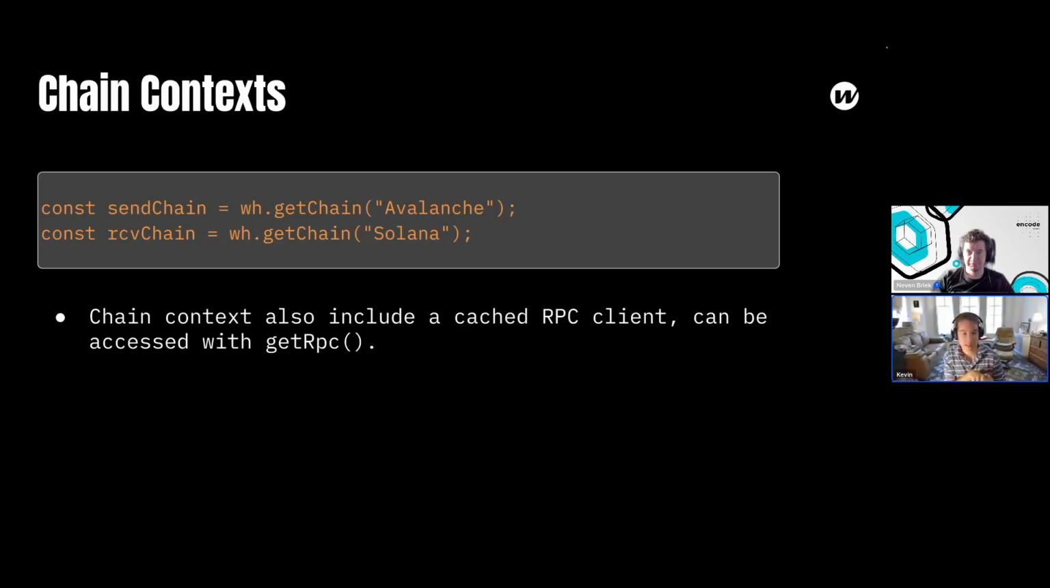So what we can do is create a constant, we'll call it send chain, and we can get the chain context for Avalanche, which is going to be our from chain. And we can set our receiving chain to be Solana. Once we've done this, we can also gain access to helpful other pieces of information, such as getting an RPC for that particular chain.